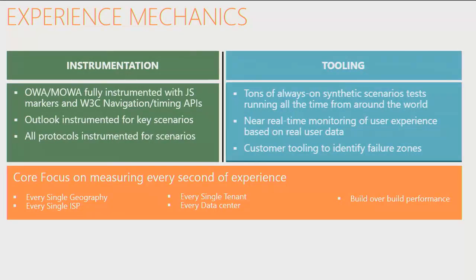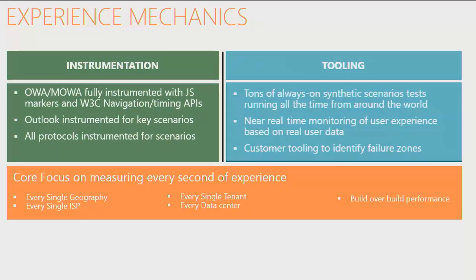OWA and MOWA are fully instrumented with our JavaScript PLT markers so that we know not only the actual latencies or actual experiences, but also the perceived latencies and perceived experiences. We are highly coupled with modern browsers and the W3C Navigation Timing APIs. This is one of our core sources by which we are able to capture from the browser what kind of experience users are getting around the world.